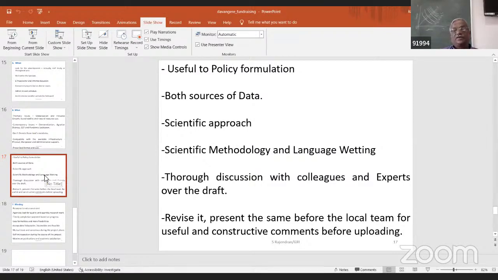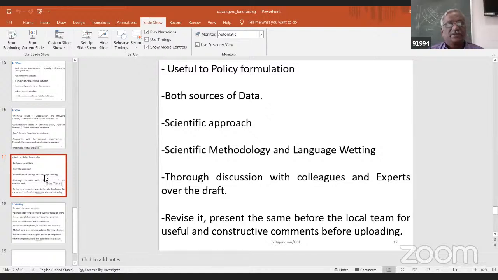I have already emphasized this. And also, both sources of data sets need to be used so that the secondary data directs you to focus on a specific theme. Therefore, both sets of data should be utilized for a comprehensive analysis. And also, your approach should be scientific and objective, so that subjectivity does not erupt.